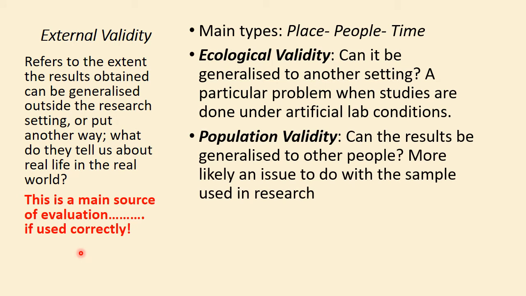Secondly is the people, population validity. Can the results of your study be generalized to other people? This is more likely to be a sampling issue than anything else. So for instance, Asch, as we will all remember, used males in his study of conformity. Now, is this an issue? Can we apply or generalize these results to women? If we can't, or if we suspect we can't, then we can question the population validity of the study. Equally, Moscovici only used females.